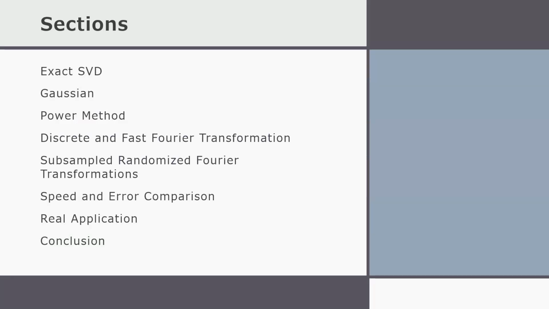My sections are going to include the exact SVD, or the traditional SVD, the Gaussian method, the power method, the discrete and fast Fourier transformation, the subsampled randomized Fourier transformation, and speed and error comparison of these methods. Then we're going to do a real application and some thoughts.